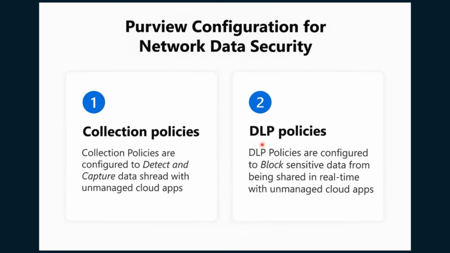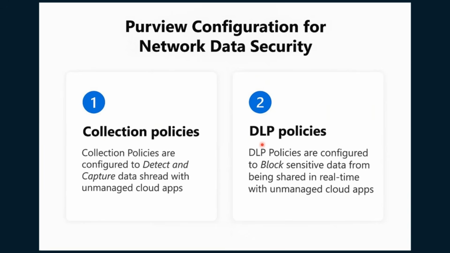The collection policies are configured to detect and capture data shared with your unmanaged cloud apps. What we mean by this is basically when you want visibility into the prompts and responses that are going on between any of your unmanaged cloud apps. That's when you configure collection policies. And DLP policies, you go ahead and configure when you want to block sensitive data from being shared in real time with unmanaged cloud apps.